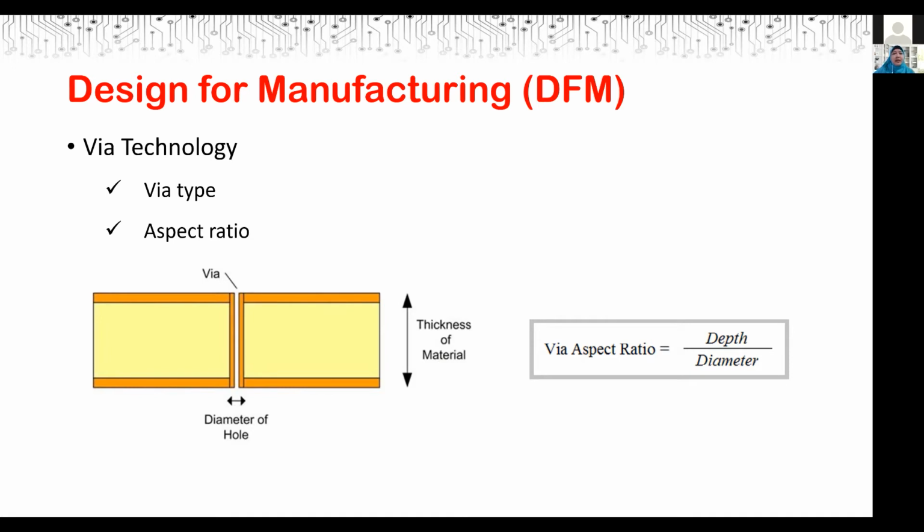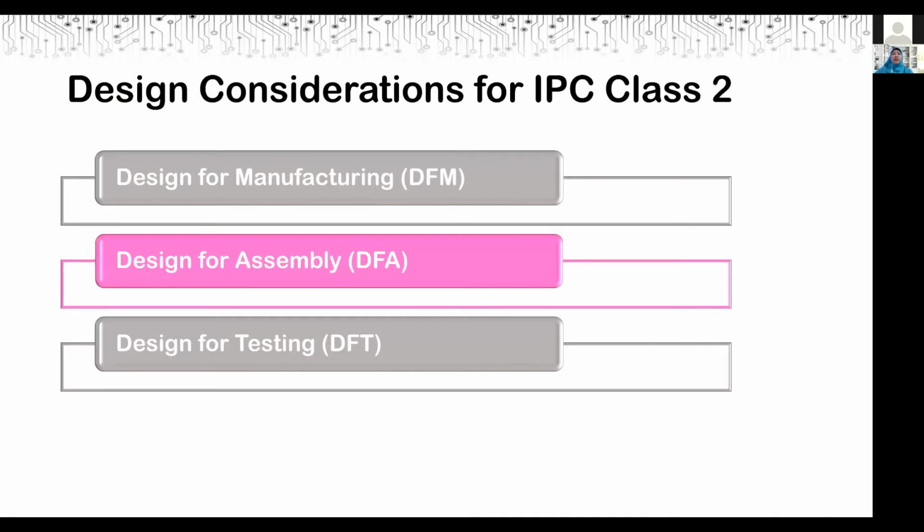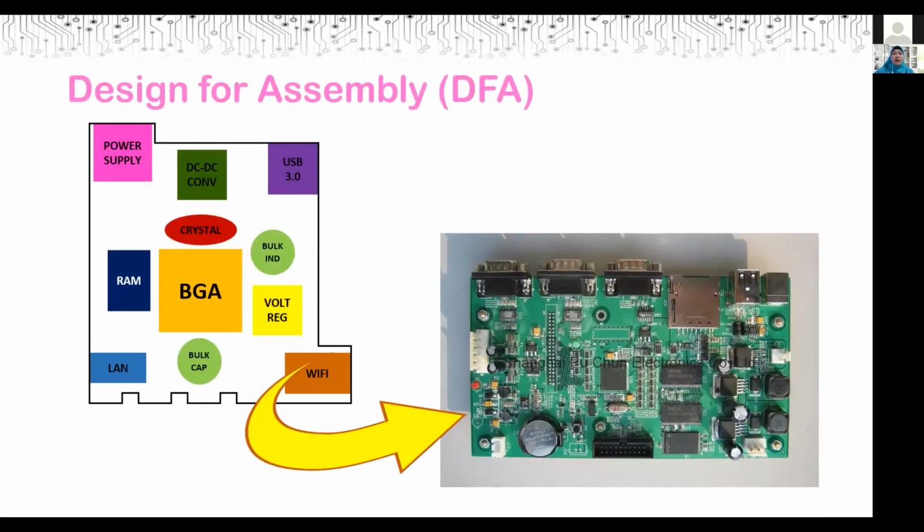The next consideration that we need to look out for will be design for assembly. For design for assembly, we need to think about the components that are involved in your layout design. The components required have to be able to be assembled or mounted onto the board successfully. The main objective is to ensure the assembly process runs as smoothly as possible, without hiccups or interruptions.